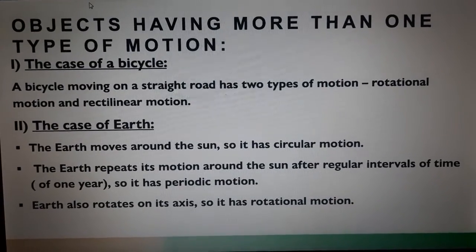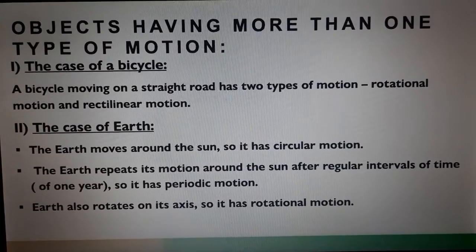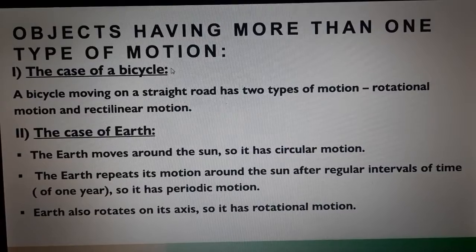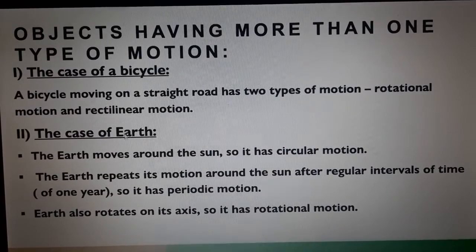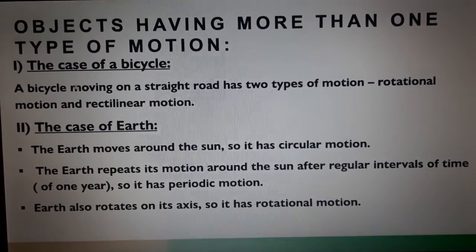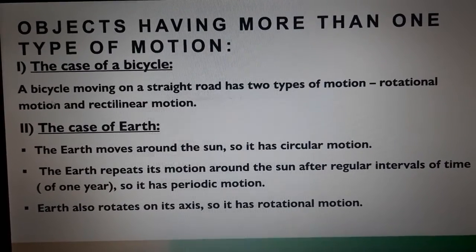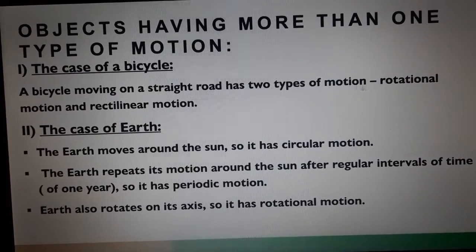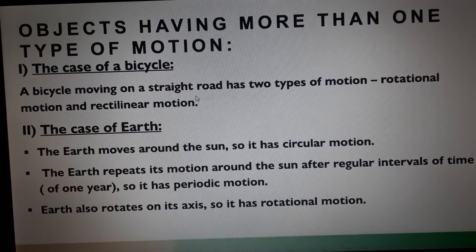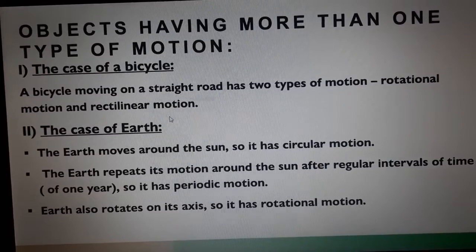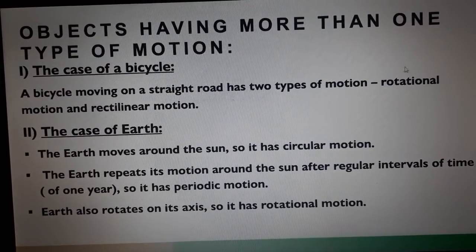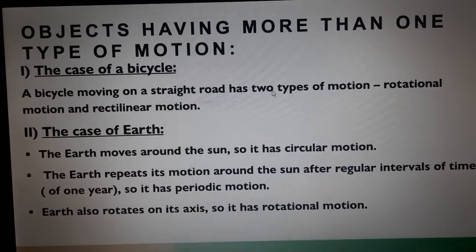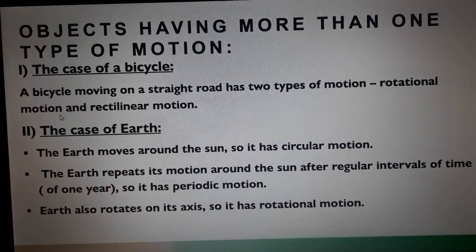Now there are certain objects which have more than one motion. So objects having more than one type of motion. So we have two examples here. First one is the case of a bicycle. A bicycle moving on a straight road has two types of motion. So because it is moving in a straight road, it has rectilinear motion, and because its tires are moving round and round again and again, so it comes under a rotational motion.